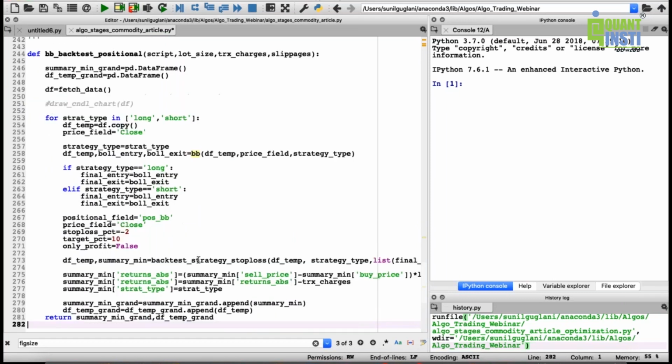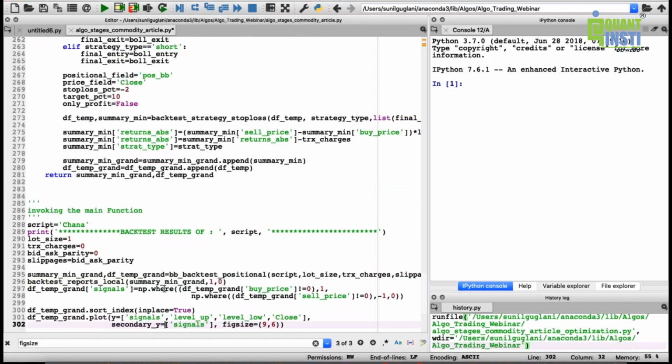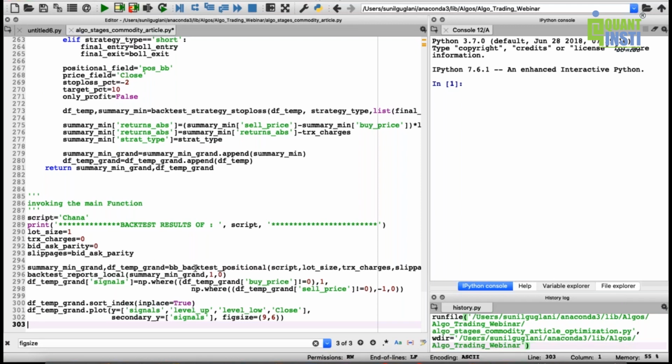And in the same function, we are invoking the function called backtest strategy stop loss, which will give us the buy and sell signals. And once that is decided, this main function will return the main summary of all the trades, which we will be using to generate the trading backtesting reports.